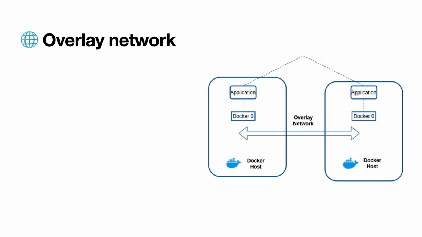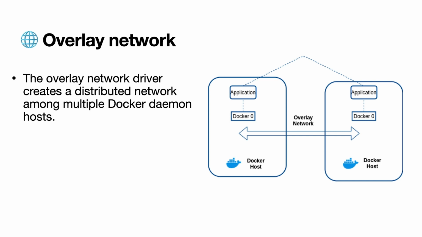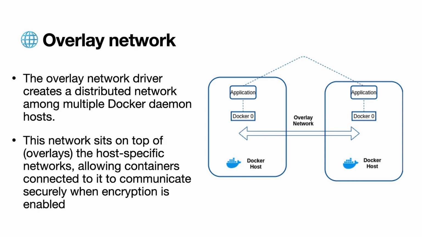Next one is overlay network. So in this overlay network, multiple Docker hosts are connected via the overlay network, and the overlay network driver creates a distributed network among multiple Docker daemon hosts. This network sits on top of the host specific networks, allowing connected containers to communicate securely when encryption is enabled.